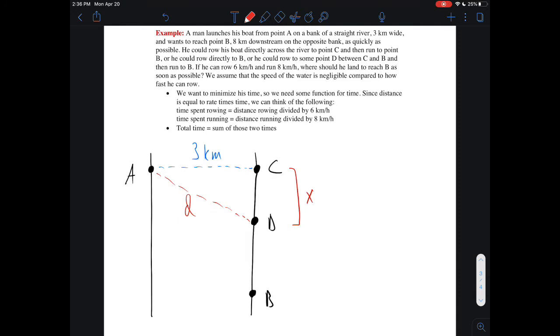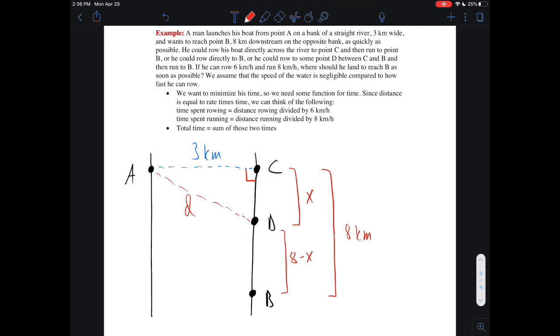While I'm at it in this picture, I'm also going to notice that the distance from C to B, they said that that was 8 kilometers because they said it was 8 kilometers downstream on the opposite bank, which means I can fill out one more piece of this, the distance between D and B. I think it would have to use subtraction, the greater distance 8 minus the smaller distance x. And then one final thing, it looks like I've got a triangle here with A, C, and D. Why don't we just go ahead and notice that that's a right angle.